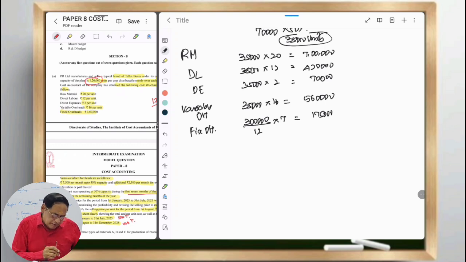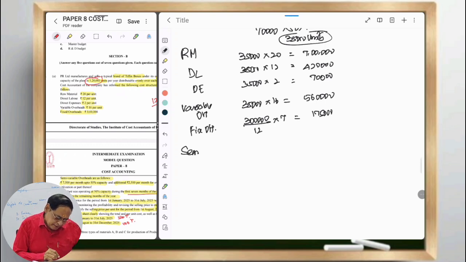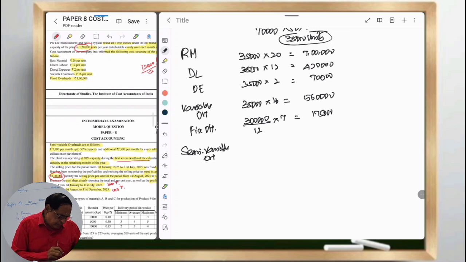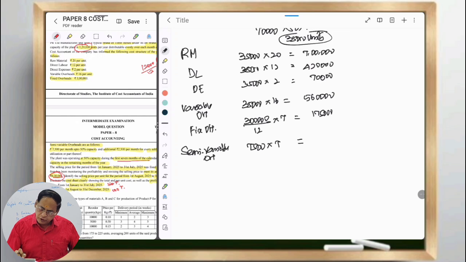And then semi-variable overheads. If it is 50% capacity, they are telling 7,500 rupees per month. So, per month 7,500 into 7 months, that is 52,500.